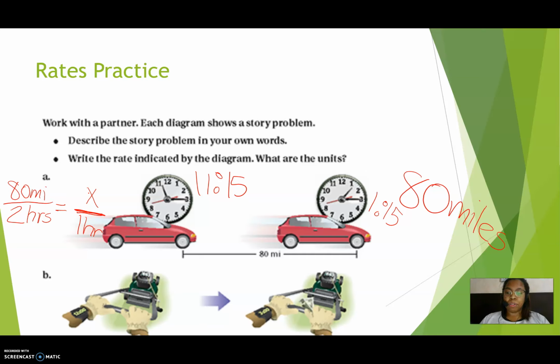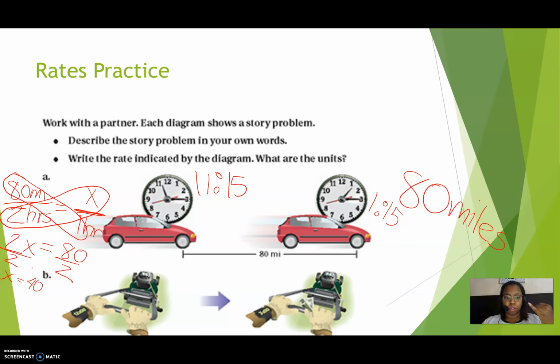I want to expose you to the different ways you can solve this problem, but I don't want to confuse you. So, method 1, we can cross multiply. We're going to take our 2 and multiply it by x, which will give us 2x. Then we'll take our 80 and multiply it by 1, and that gives us 80. So 2 times some number equals 80. In order to figure that out, let's divide by 2. So x equals 40. So in 1 hour, this car drove 40 miles.